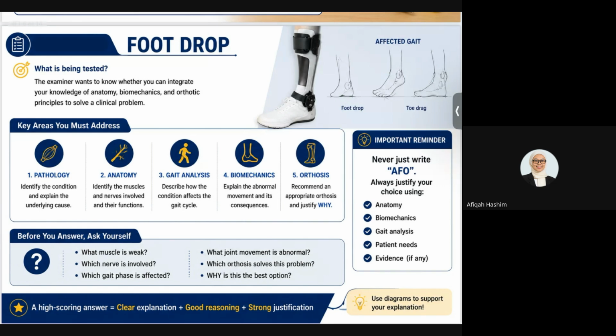When you see a patient in the exam paper, they will describe the patient with a particular condition. Do not jump straight to recommending what orthosis you can prescribe. That is one of the most common mistakes students make. Before thinking about the orthosis, you need to understand what the problem actually is. You need to ask yourself a few questions, for example, what muscles are affected?